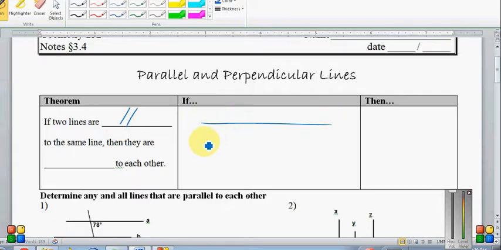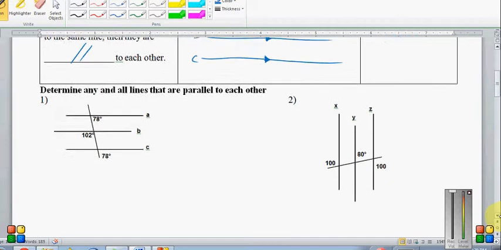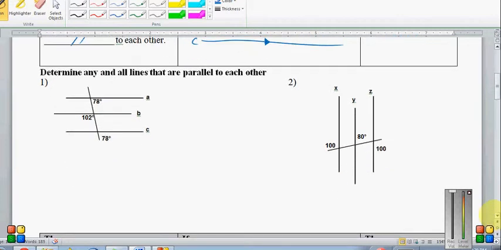If I've got three lines, and this line in the middle is parallel to this line, and this line on the bottom is also parallel to that middle line, then those two lines, the top and the bottom, are parallel to each other. It's pretty obvious. Like I said, it's sort of like the transitive property. If I call this line A, line B, line C, if A is parallel to B and C is parallel to B, then A is parallel to C. All three lines are parallel. Pretty obvious.